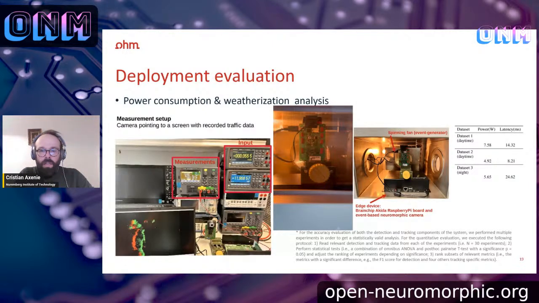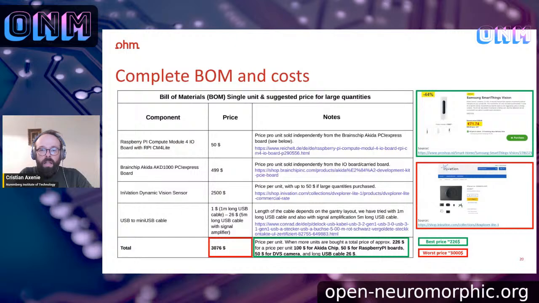For the complete bill of materials, because we were also challenged to do that, we came up with 2 solutions. This was for the hackathon. I checked the Samsung SmartThings, and I think it is not available anymore. So unfortunately, we cannot buy the 70 euro DVS cameras anymore.